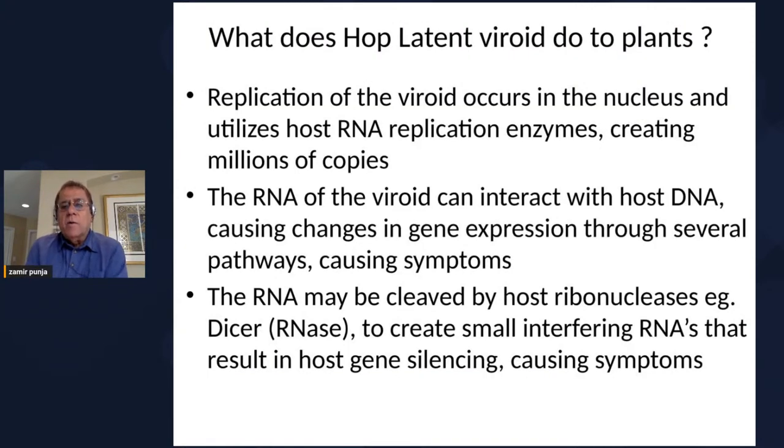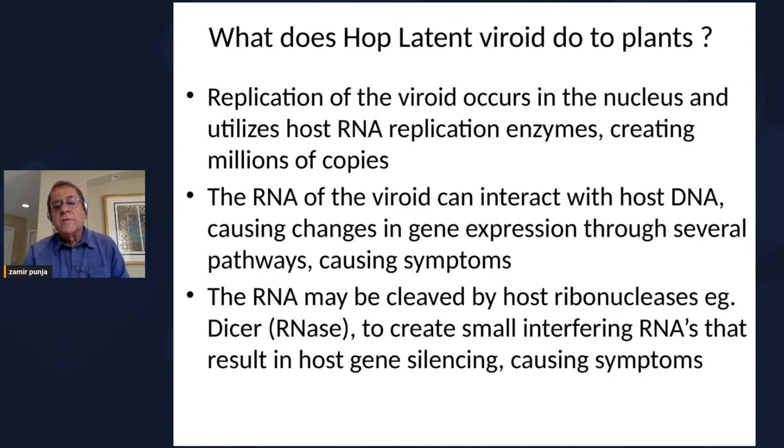So how does something this small create such a problem for the plant? Well, the first thing the viroid is doing is it's replicating. It's producing millions of copies of itself. And to do that, it's using all of the energy and all of the enzymes and all of the machinery in the plant. And so it's actually taking yield away from the plant by replication. In addition, that particular small, tiny RNA of the viroid interacts with the DNA in the plant and causes genes to be expressed differently or regulated upwards or regulated downwards. And then you get production of these symptoms.